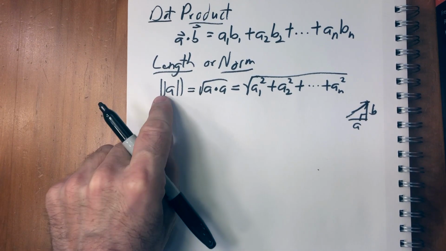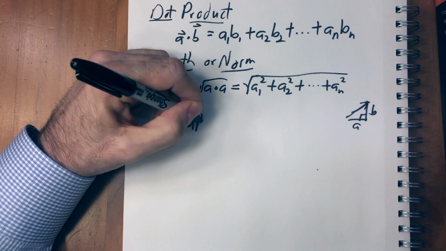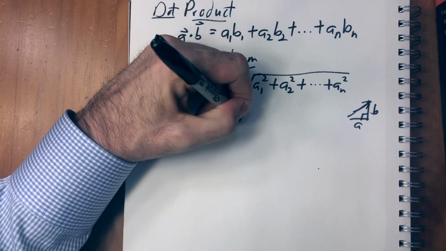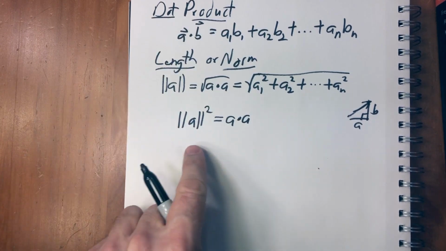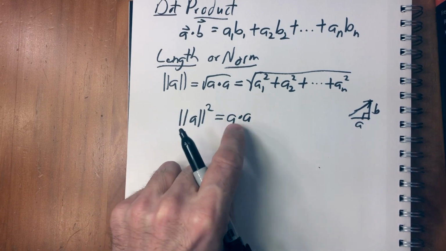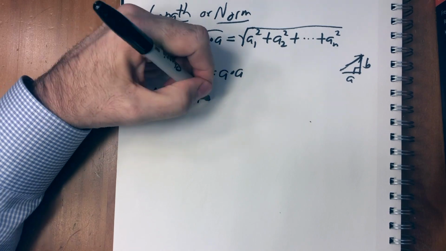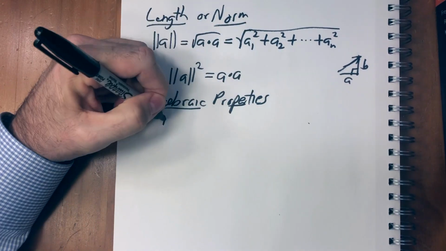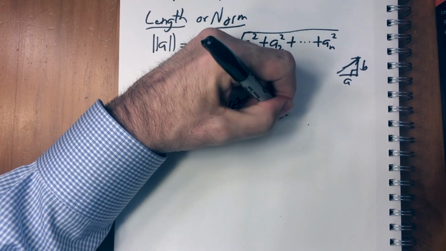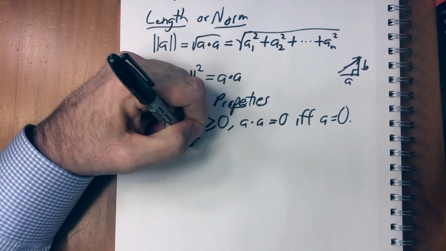Note that since the norm of a is the square root of a dot a, you'll frequently see the length of a squared, which is the same as a dot a. So when we're talking about length, we might talk about the norm squared or a dot a, which remember is the length squared. Now, algebraic properties. One, a dot a is always bigger than or equal to 0, and it equals 0 if and only if a equals 0. Scalar multiplication is basically associative.